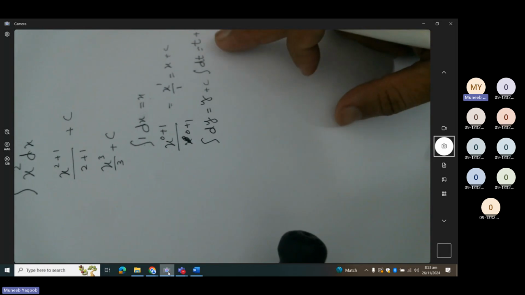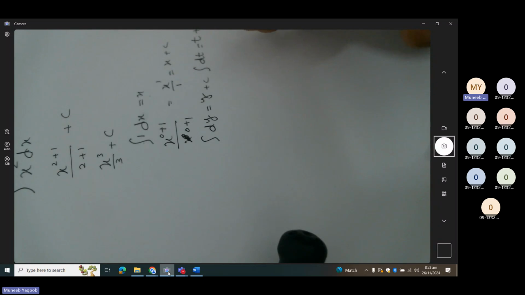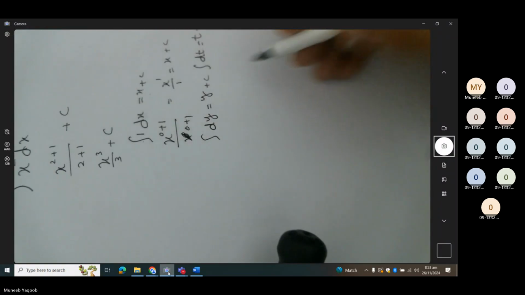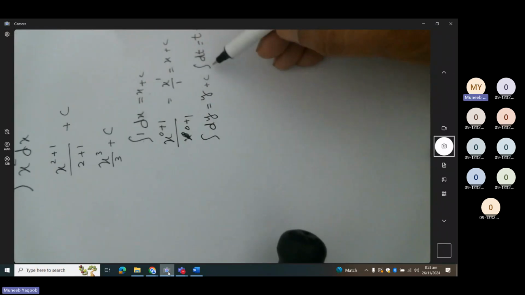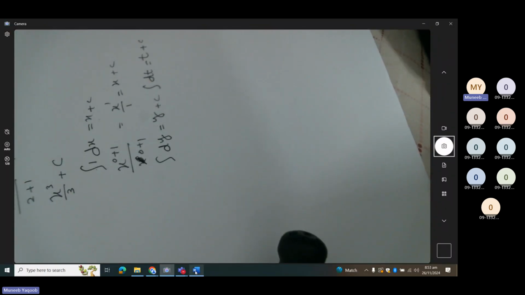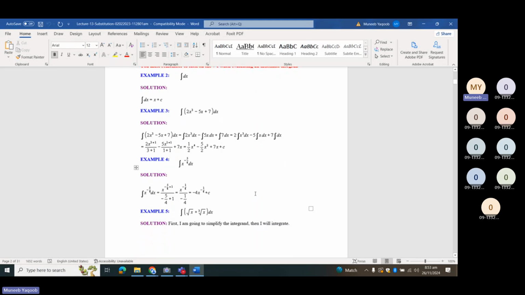But the main answer of the integral would be the variable with respect to which we are integrating. So integral dx is x plus c, integral dy is y plus c, integral dt is t plus c. Okay, so it's a very simple thing. Coming to the next example, they are saying integrate x power minus 5 by 4. So this time we are to integrate x power minus 5 by 4.